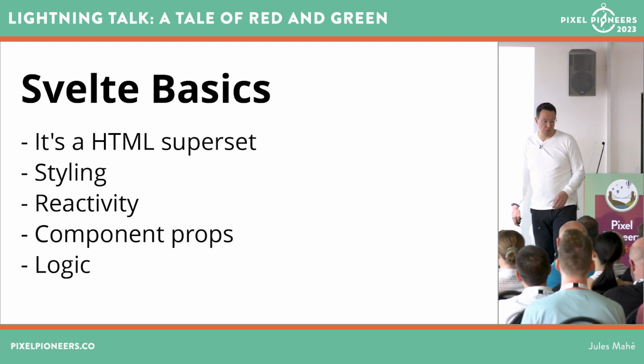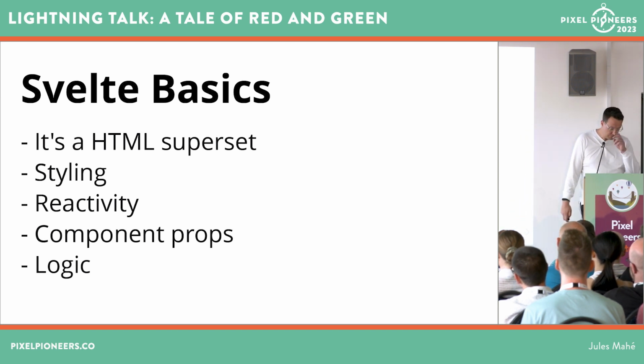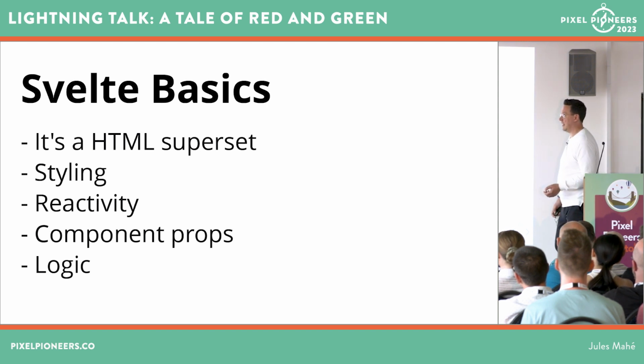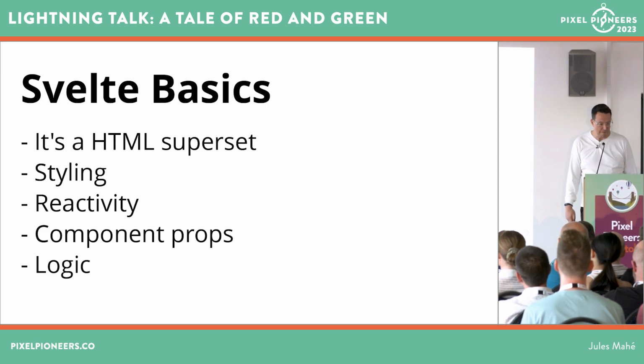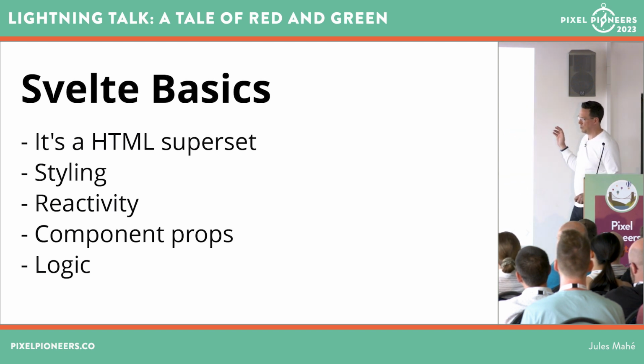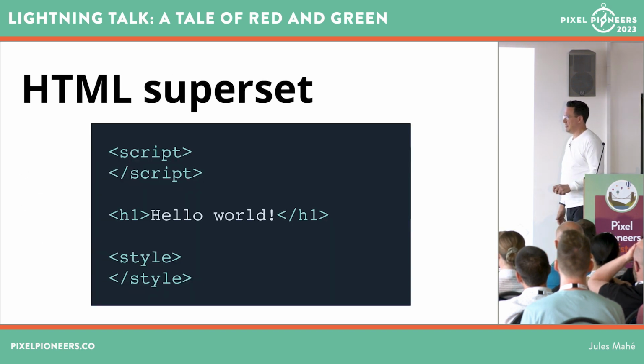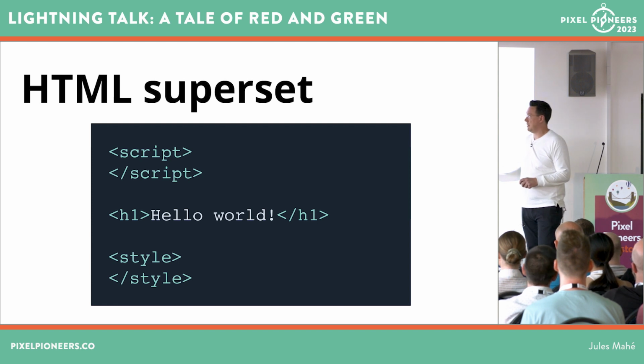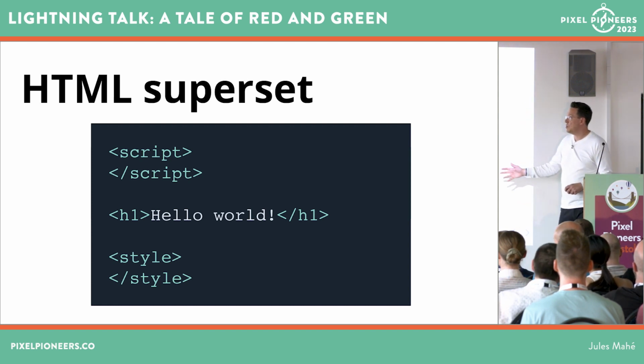So Svelte is an HTML superset. I'll come on to that in a bit. Basically, this means anything which is valid HTML in the HTML spec, you can use in Svelte. We'll take a look at styling. We'll take a look at reactivity and component props. Towards the end of the lightning talk, we'll come on to that. And we'll do some quick logic bits as well. So it's an HTML superset, so anything in HTML tags will get rendered out.